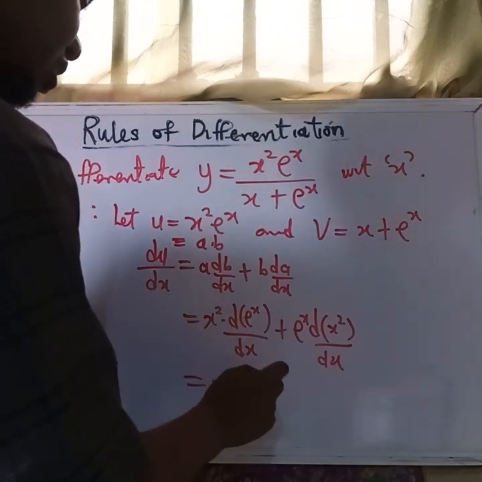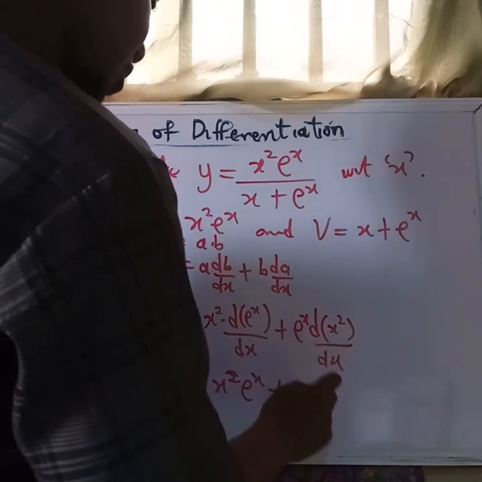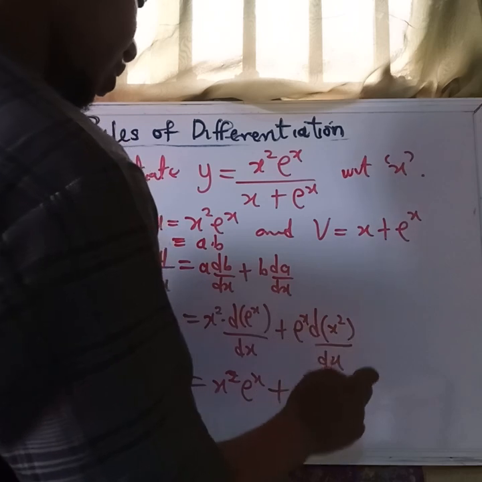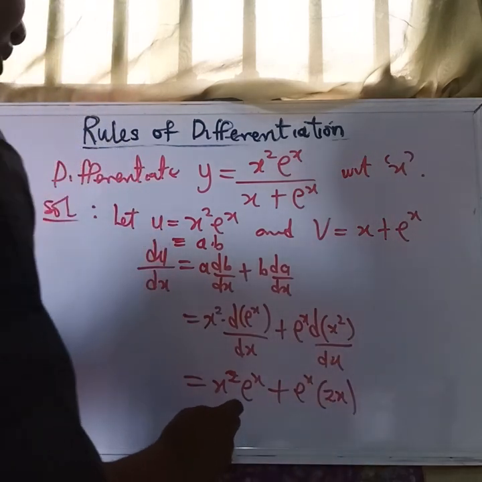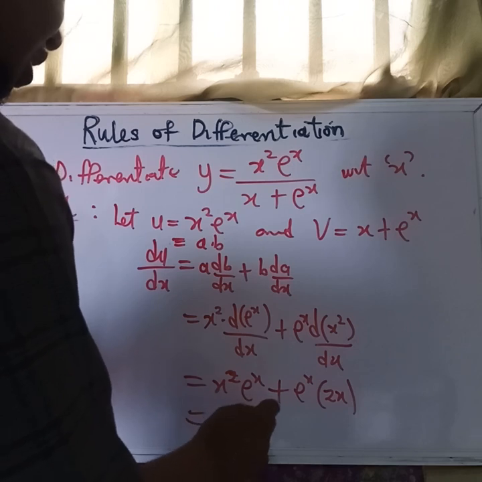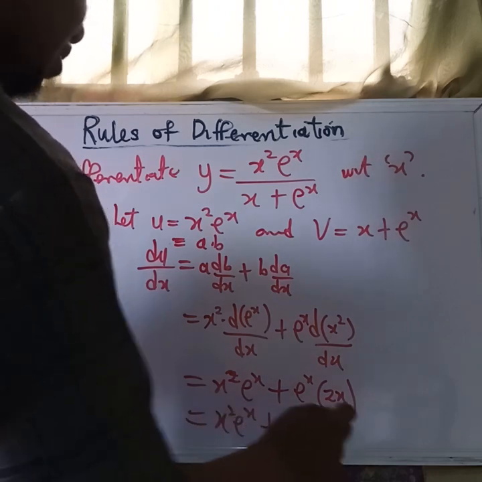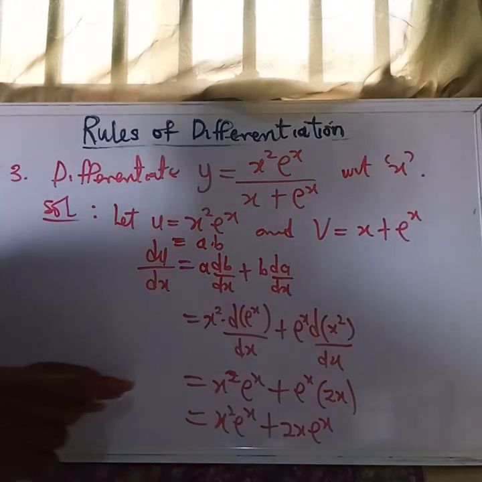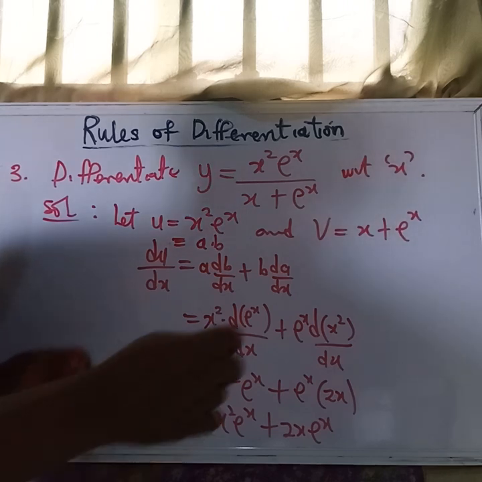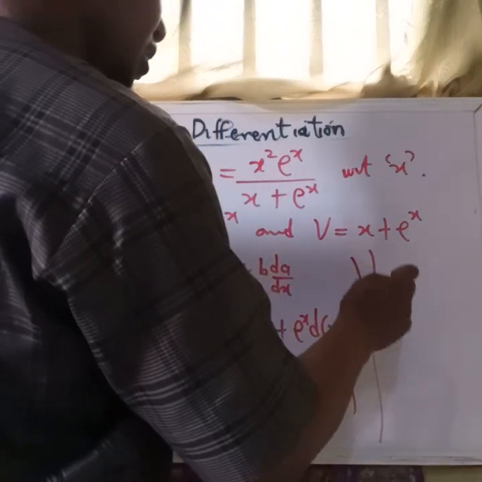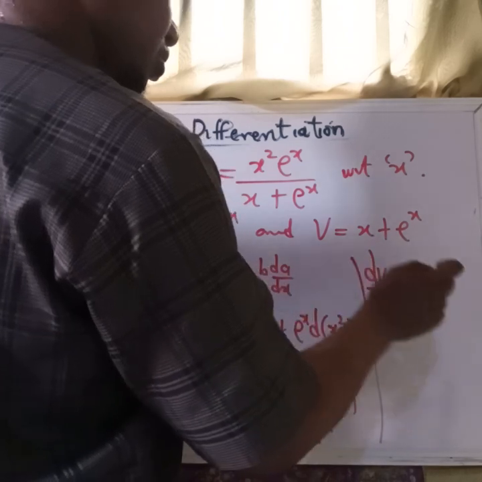So exponential x remains exponential x, and exponential x times the differential of x squared, which is 2x. Accordingly, this is x squared exponential x plus 2x exponential x. So that is the slope of u with respect to x. Again, the slope of v with respect to x is the slope of this, which is 1.